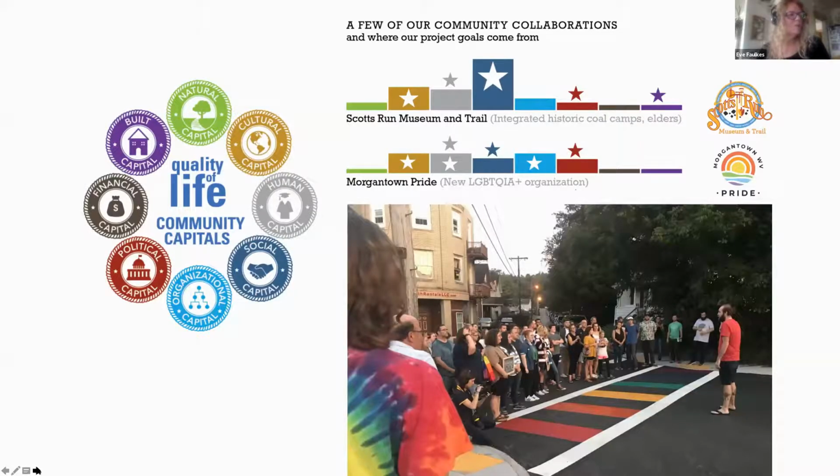Morgantown Pride is a new community, but off to an exciting start with cultural, human, and organizational capital as assets. Our projects hope to educate, grow human capital, help them grow social capital to connect with one another, and create political capital to advocate for social justice and fairness toward their community. Next.